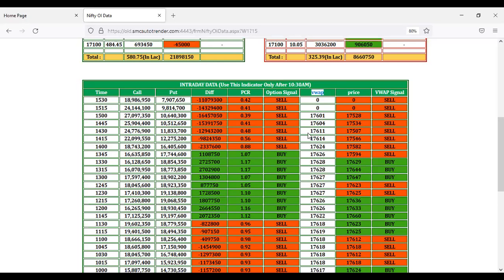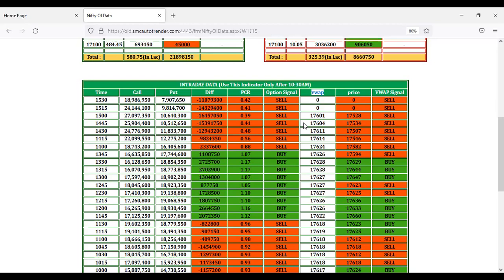So the VWAP signal is very clear: if the price is above VWAP, then it is stronger. Anyone who is above average is considered stronger, and anyone who is below average is considered weak. By the same theory, we have identified the future price action also. So this completes my session, like training, on how the option signal is taken and how the VWAP signal is taken.